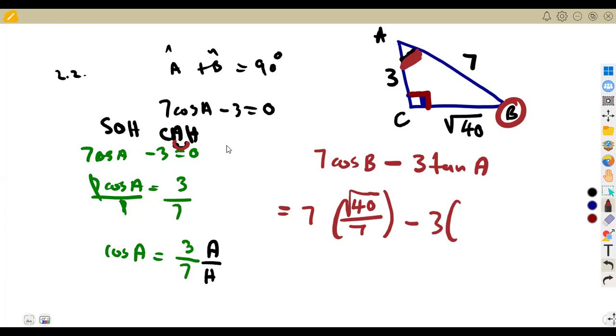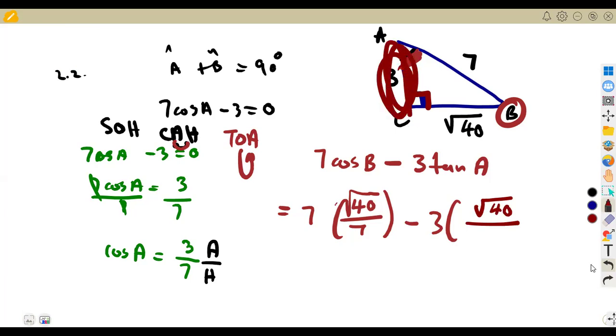The tan of A, from our SOHCAHTOA concept. Remember, tan is opposite over what? Adjacent. According to A, this is the opposite side, which is the square root of 40, over the adjacent according to A. We talked about this before. We said this is our adjacent, which is 3.